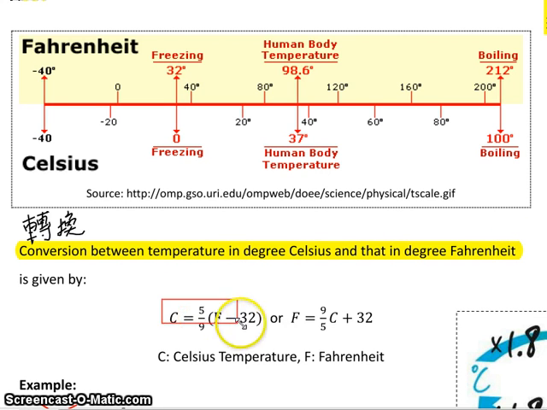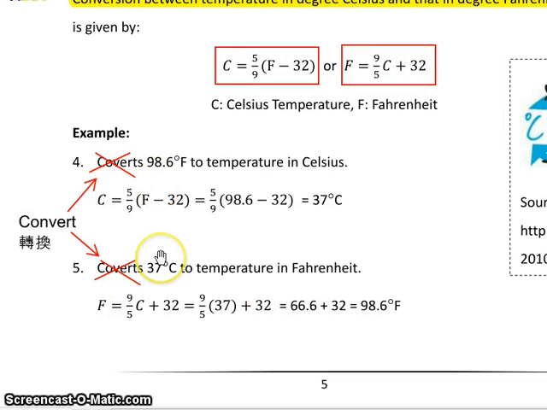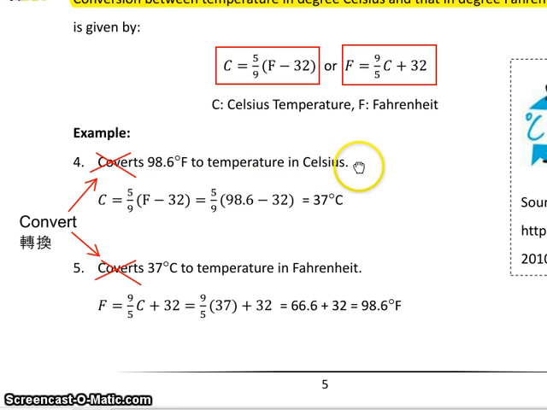Here are the formulas that you may use. To change Fahrenheit temperature into Celsius temperature, you use this formula. To change Celsius temperature back to Fahrenheit temperature, you use another formula. Now there are 2 examples that have been done for you. The first one, change 98.6 degrees Fahrenheit back to Celsius temperature. We use the first formula. So we subtract 32 from the Fahrenheit temperature and multiply with 5/9. So the result will be 37 degrees Celsius.